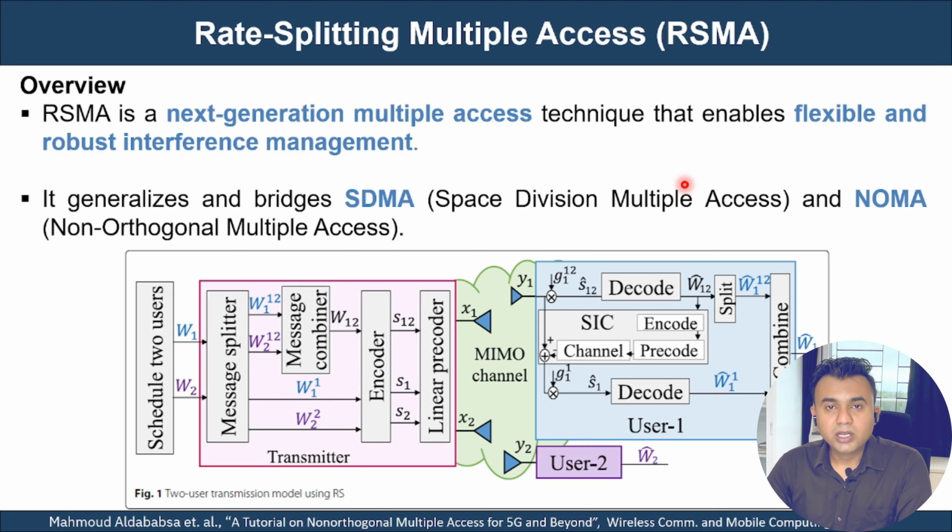The next version, in this particular section, we will take a look at a particular scheme called RSMA, which is nothing but rate splitting multiple access. The overview of RSMA is that it's a next generation multiple access technique that enables flexible and robust interference management. It generalizes and bridges, or hybridizes, both SDMA and NOMA methods.